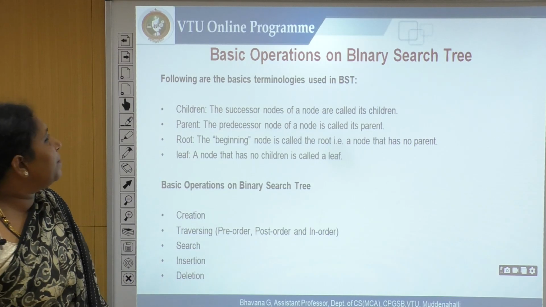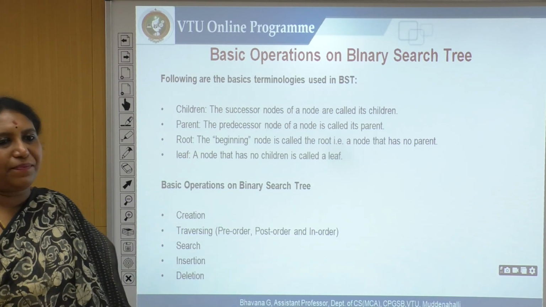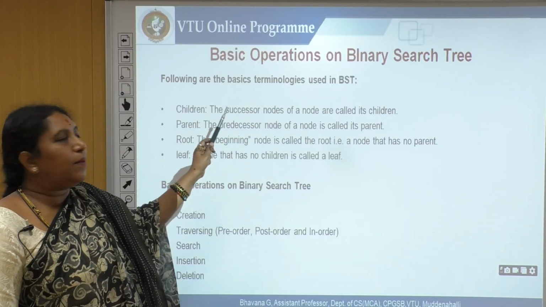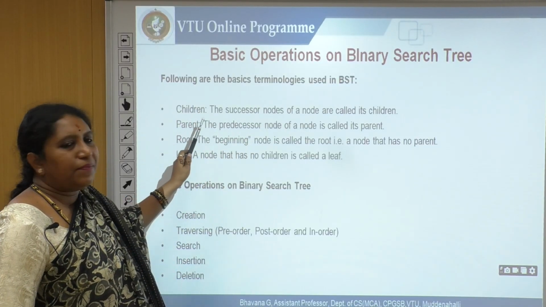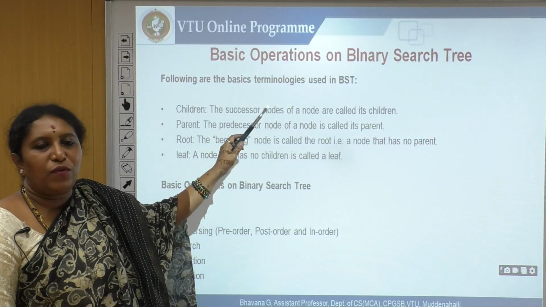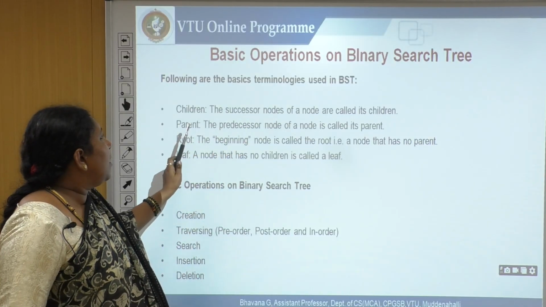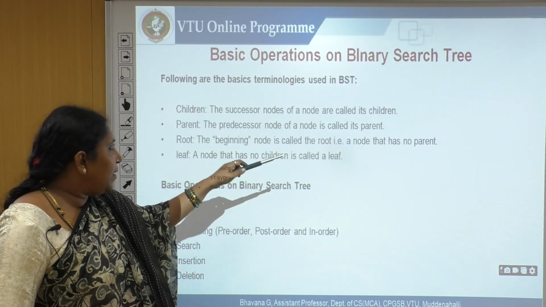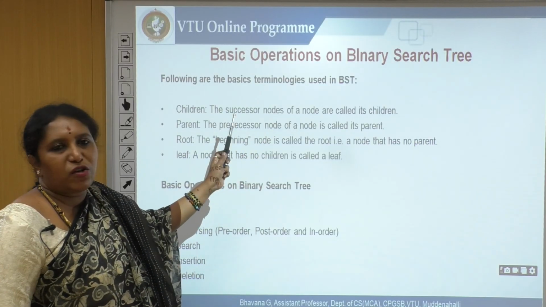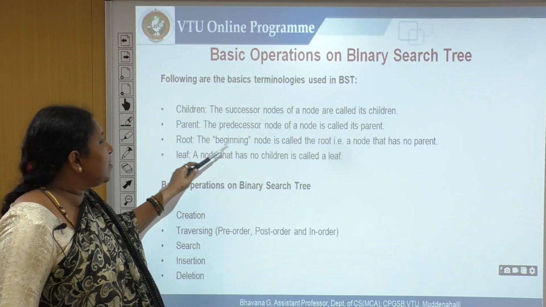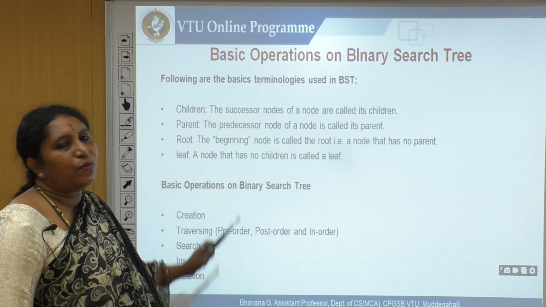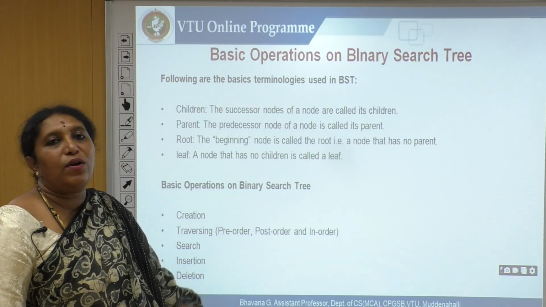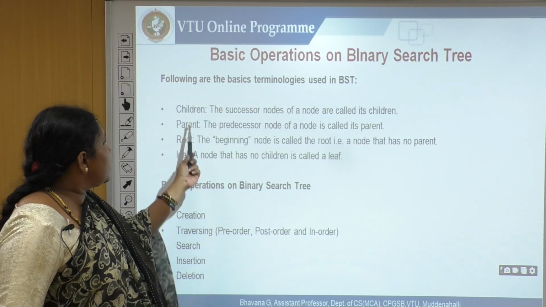So these are some basic operations on a binary search tree. First, let's see some basic terminologies of a BST. Children: the immediate successors of a node are known as children. Parent: the immediate predecessor of a node is called the parent. Root is the first or topmost node in the binary search tree, and it is also known as the parent. Then a leaf node is the last node, which does not have any child. Okay, so these are some terminologies.